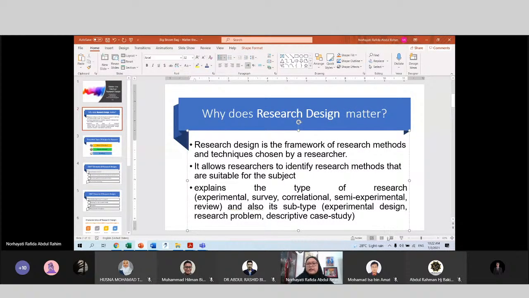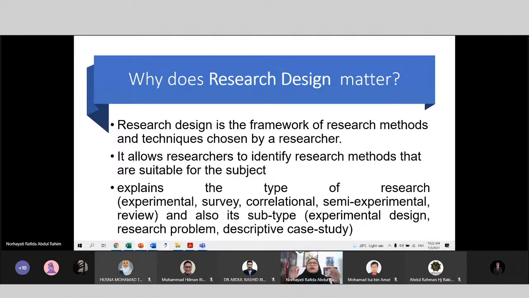So these are the things that can help you, that can guide you. What are the suitable techniques for your research? And not only suitable, but you can see the gap. For example, for the past 20 years, the majority of the studies employed quantitative.